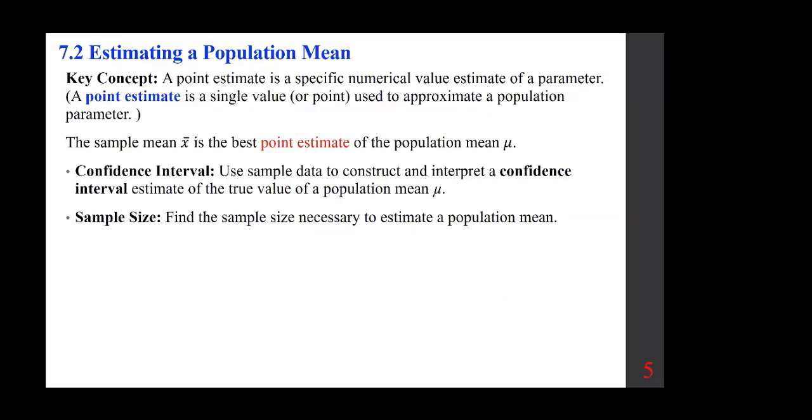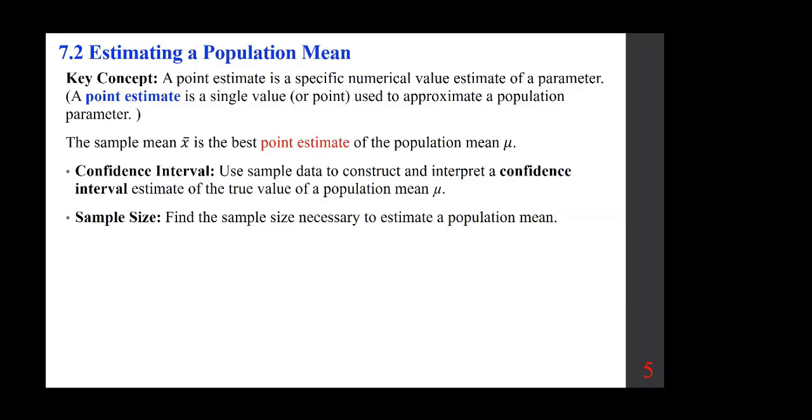All right, now we're going to look at the same concept for the mean. A point estimate is a specific numerical value estimate of a parameter, as was mentioned. The point estimate is a single value, the point used to approximate a population parameter. In the case of mu, we use X bar. So the sample mean X bar is the best point estimate of the population mean mu.